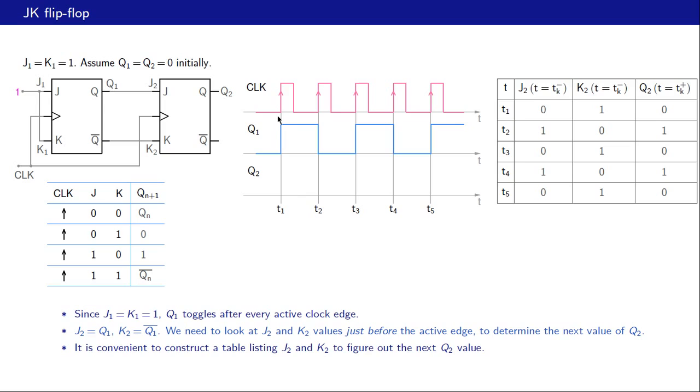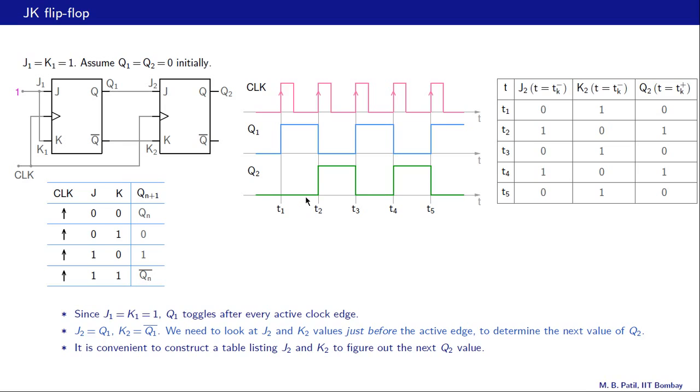And for that, we have J2, which is the same as Q1, equal to 0, and K2, which is the same as Q1 bar, equal to 1. Since J2 is 0 and K2 is 1, Q2 is going to be 0, and since it is already 0 to begin with, we are not going to see any change like that.